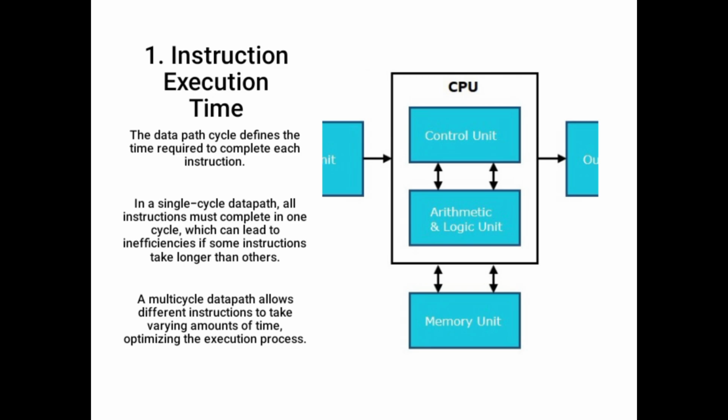So, as you can see, the image there is the life cycle of the CPU. The first one talks about instruction execution time. The data path cycle defines the time required to complete each instruction. In a single cycle data path, all instructions must complete in one cycle, which can lead to inefficiencies as some instructions take longer than others. A multi-cycle data path allows different instructions to take varying amounts of time, optimizing the execution.